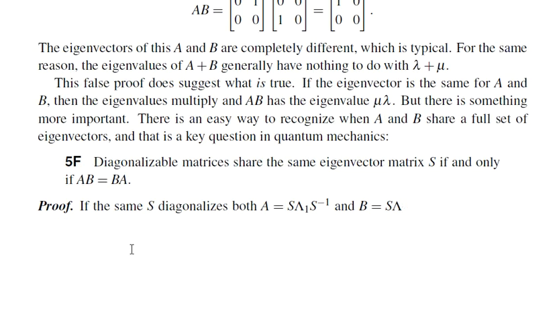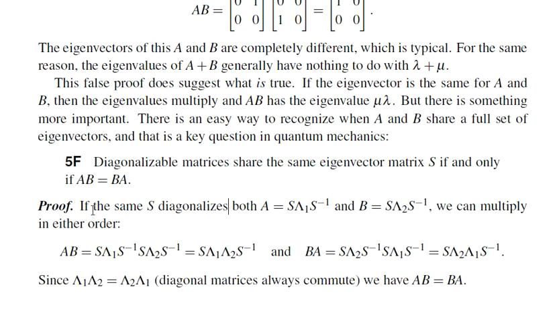So the proof of that one is AB is equal to BA. A is equal to S Λ1 S inverse, and B is equal to S Λ2 S inverse. Initially we think that these two are different, and we can multiply them. So A into B is equal to SΛ1S inverse and SΛ2S inverse, so this will be equal to SΛ1Λ2S inverse.